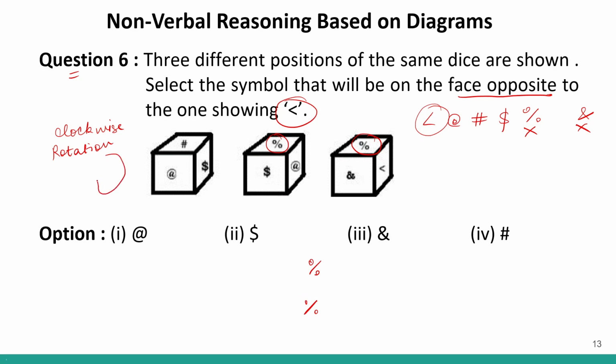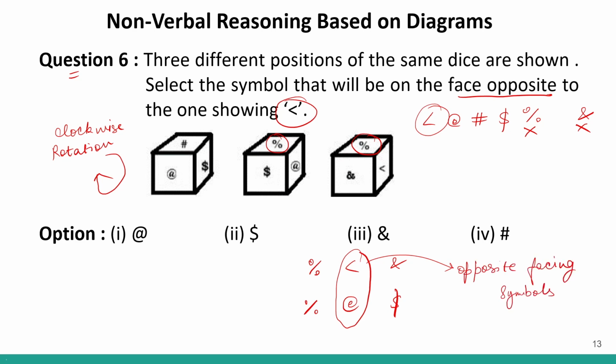And then I'll move clockwise. So this direction. So if I move clockwise, the next will be this and this. And similarly, if I move clockwise, next will be this and this. So these are opposite facing letters or symbols in this case. Okay. So the symbol opposite to this sign will be at the rate, which is given in option number 1. So option number 1 will be your correct answer.